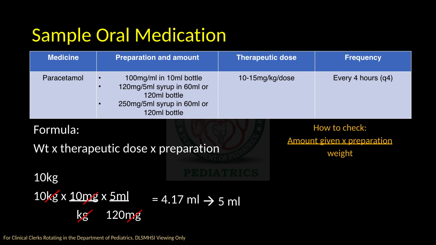Then you should check if you are giving an appropriate amount of medication. So this is how to check: amount given multiplied by preparation divided by the weight. So for example, you gave 5 ml of paracetamol, multiply that by the preparation, which is 120 mg by 5 ml, and divide that by the weight, 10 kilograms.